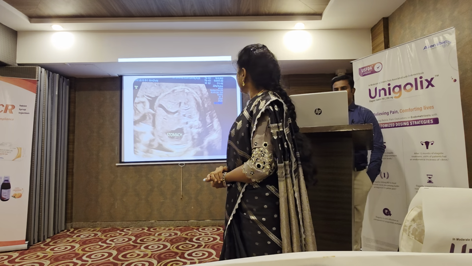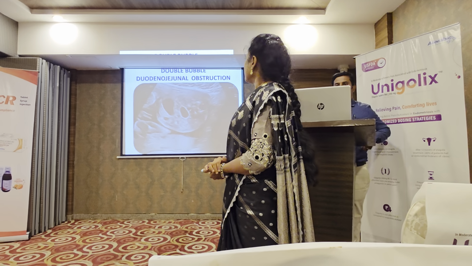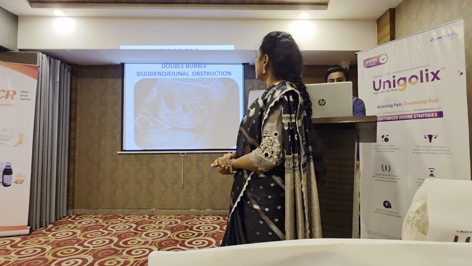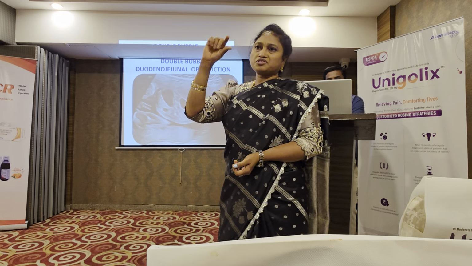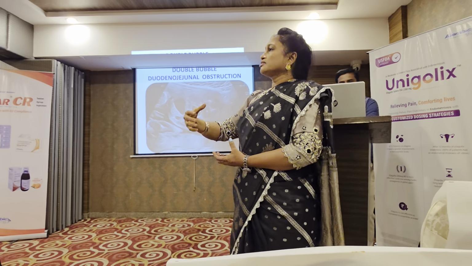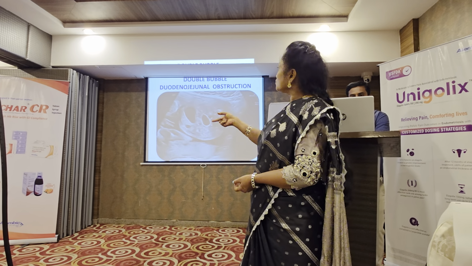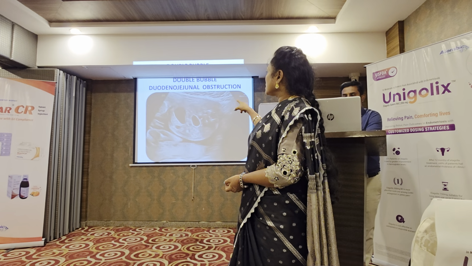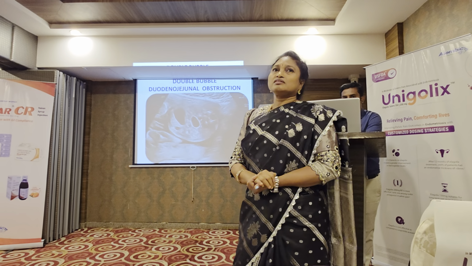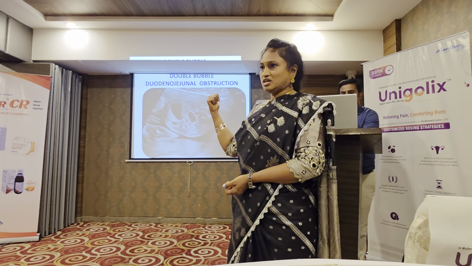Next one. So this is GIT anomalies. Here there is a typical double bubble when there is outlet obstruction from the stomach into the duodenum or from the duodenum into the jejunum. In any portion, if there is an obstruction, you can see a clear double bubble, and in these cases, if it is severe, you can actually see the baby vomiting also.